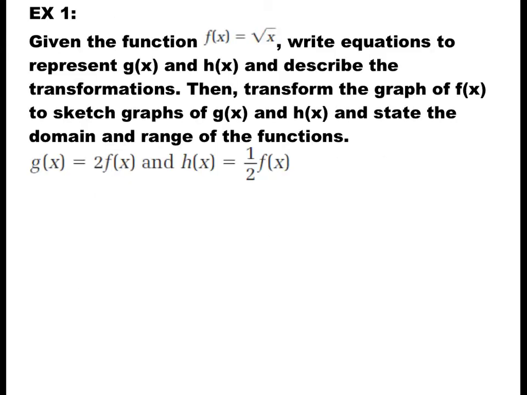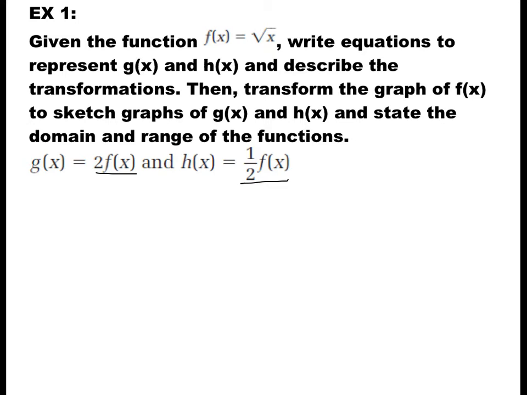In the first example, we have the function f of x is equal to square root of x. We are supposed to write the equation for g of x and h of x, where g of x is 2 f of x and h of x is half f of x, and describe the transformation. Then transform the graph of f of x to sketch graphs of g of x and h of x and state the domain and range of each function.